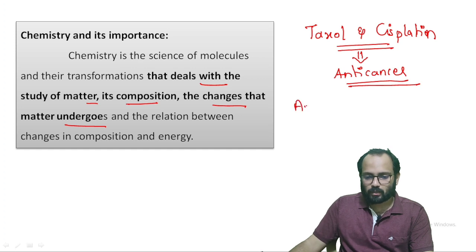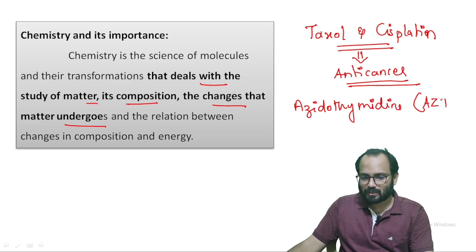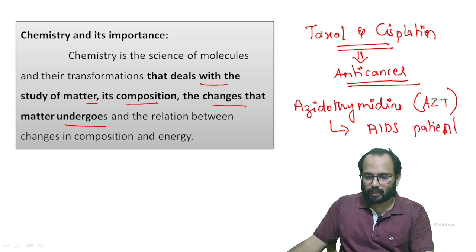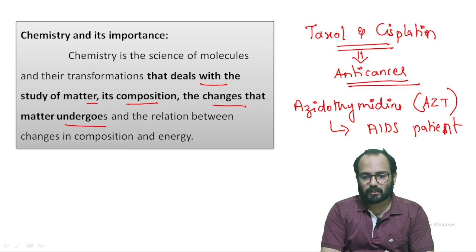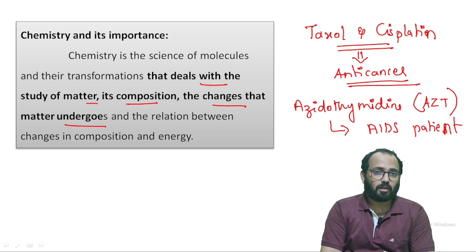And we are discussing one other drug, azidothymidine. In short, we'll call it AZT, and it is used to help AIDS patients as well. These are the two kinds of drugs they have discussed in this particular chapter: Taxol and cisplatin, used as anti-cancer drugs, and azidothymidine, used to help AIDS patients. And of course we know paracetamol and all the other drugs we use are from chemistry, right?